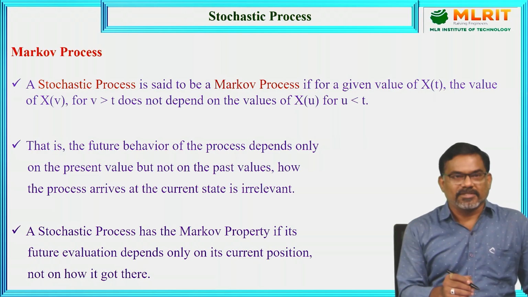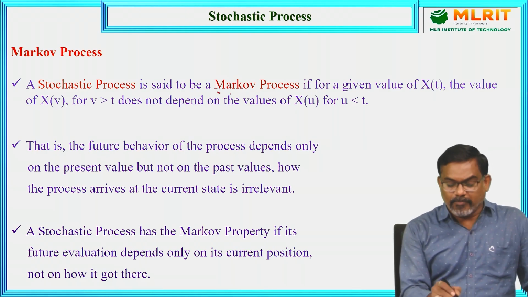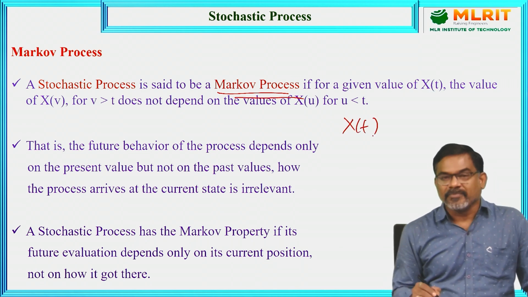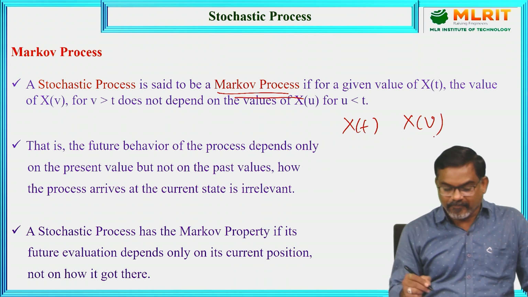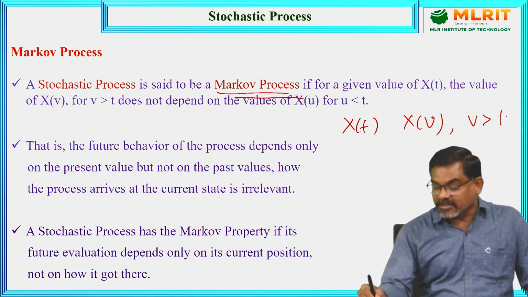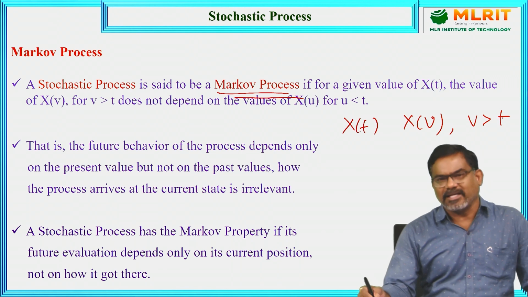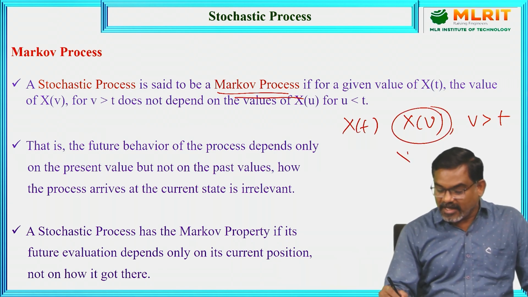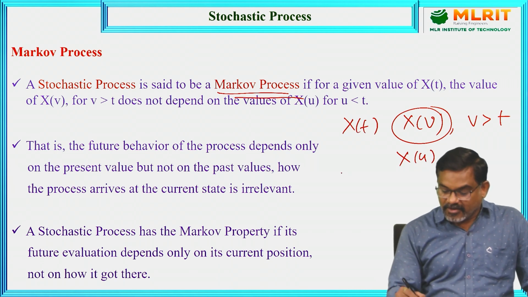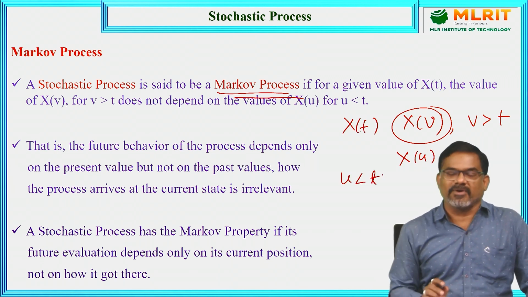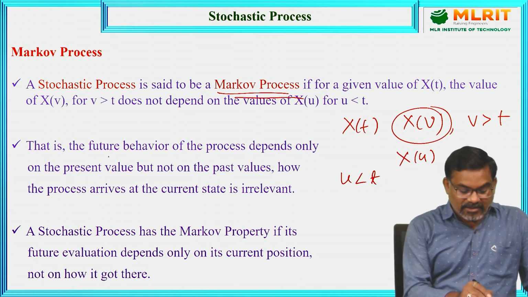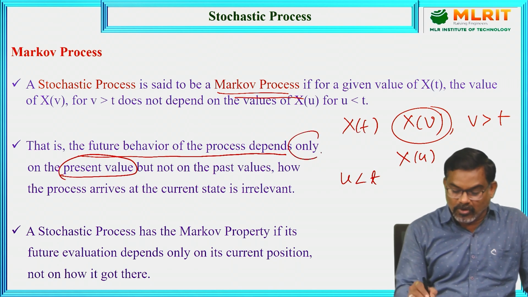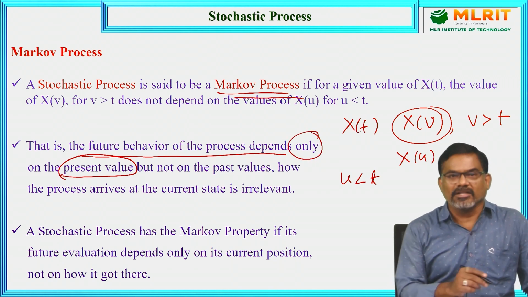The Markov process: a stochastic process is said to be a Markov process if, for a given value of X(t), the value of X(v), where v is greater than t, that means v is in the future state, doesn't depend on X(u), where u is less than t, the previous values. Simply, the future behavior of the process depends only on the present value, but not on the past values.